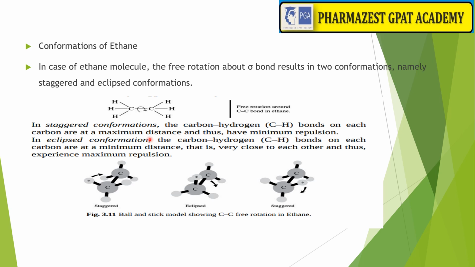In staggered conformation, the distance between the carbon-hydrogen bonds on each carbon atom is maximum, so there are less repulsions. In eclipsed form, the carbon-hydrogen bonds on each side are at minimum distance, so they are very close to each other and thus experience maximum repulsion. So maximum repulsion is seen in the eclipsed form, and minimum repulsion is seen in the staggered form.